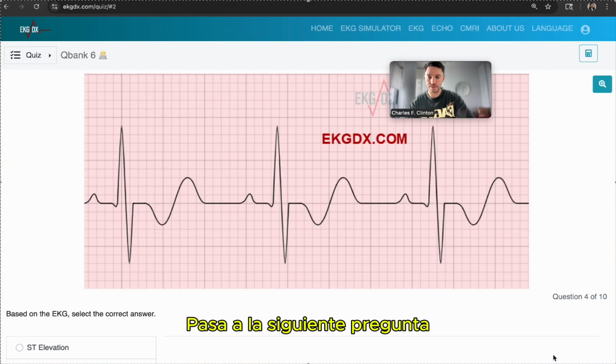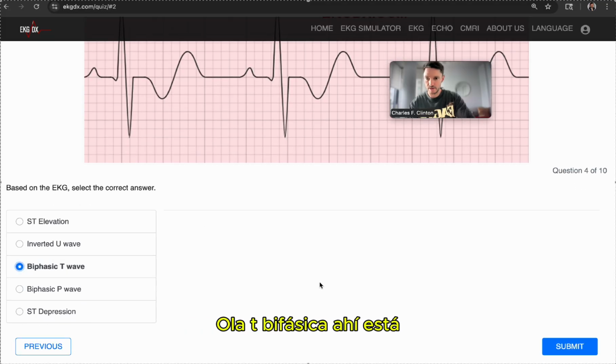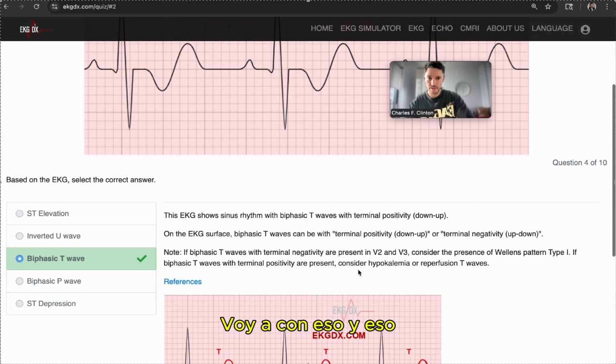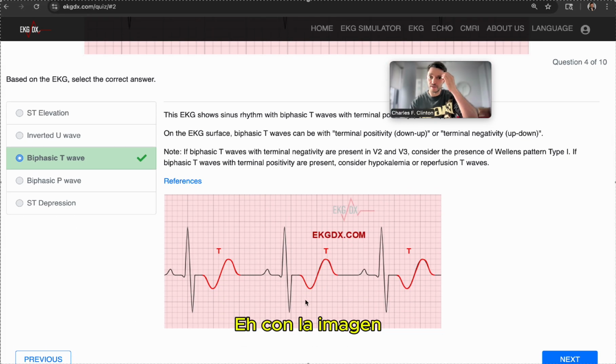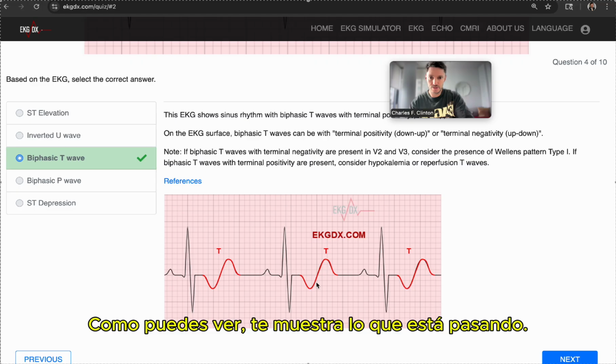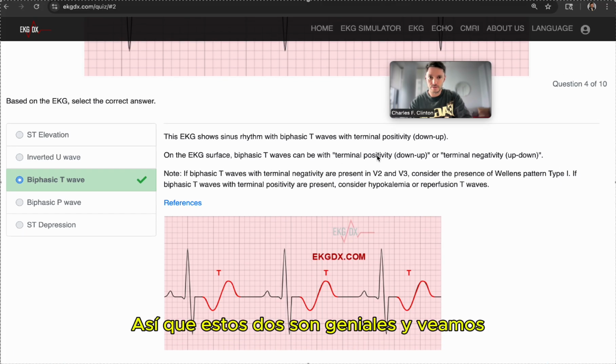Go on to the next question. Here I'm seeing a biphasic T wave. The initial part is negative, then it's positive. Let's see what they're asking us. Biphasic T wave, there it is. I'm going with that. And it not only shows you what's going on with the image, it underlines it, which is great, so it catches your attention. Most of us learn through reading, and also through seeing, and this is a great visual aid. So these two are great.